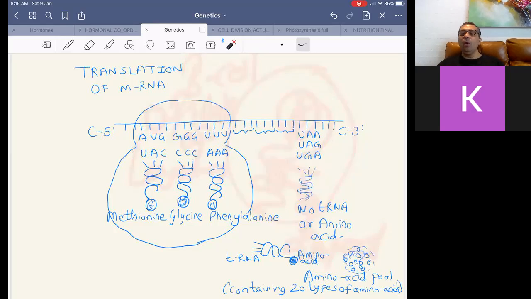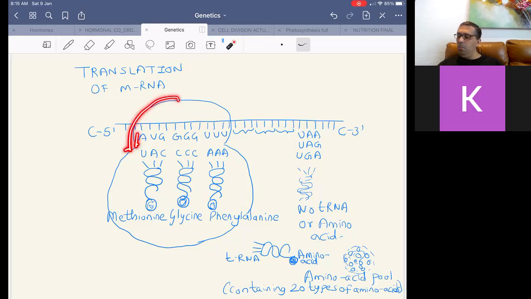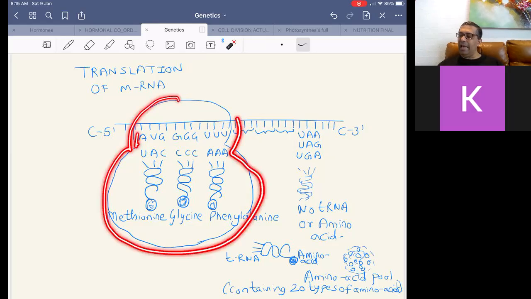So let's see what will happen. Suppose this is the mRNA, made by transcription of gene number 11,111. Gene number 11,111 is the gene, and its transcription made the mRNA. This is the ribosome and this is the beta cell.